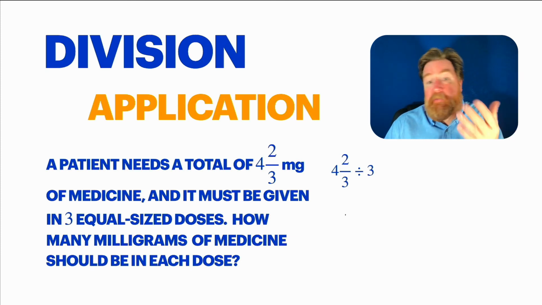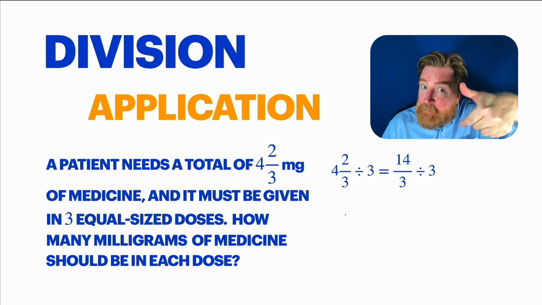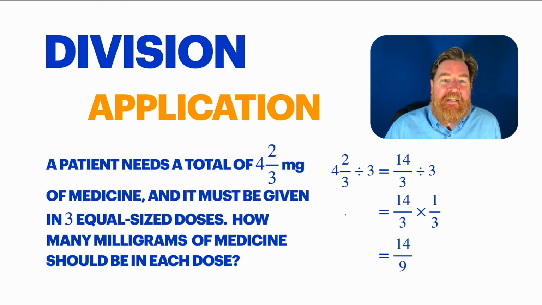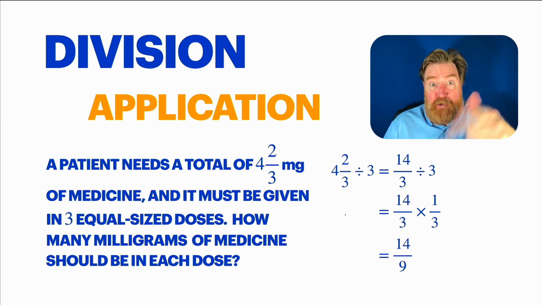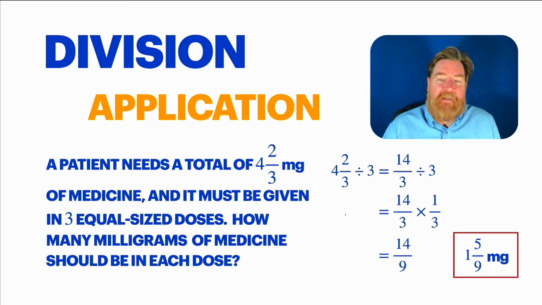All right, well, take a look at that problem. First of all, we got a mixed number, so we don't want to deal with that. Convert it into a fraction. 14 thirds divided by 3. Dividing by 3 is the same as multiplying by its reciprocal. So we're going to multiply by 1/3, multiply straight across, 14/9, and we're good to go. Now I'll tell you what, if you wanted to put it back into a mixed number form, because I guess that's how it was given in the problem, you can. Just do the division, 14 divided by 9, and we get 1 5/9 milligrams.